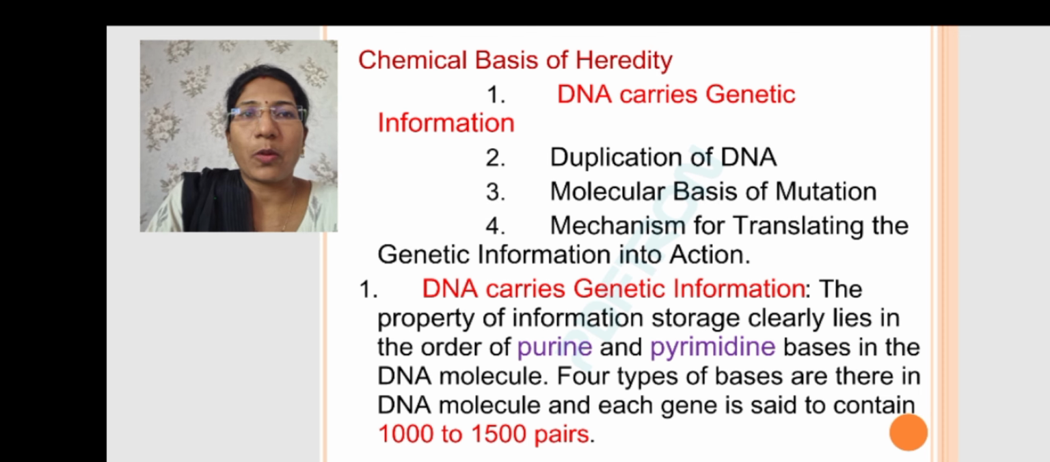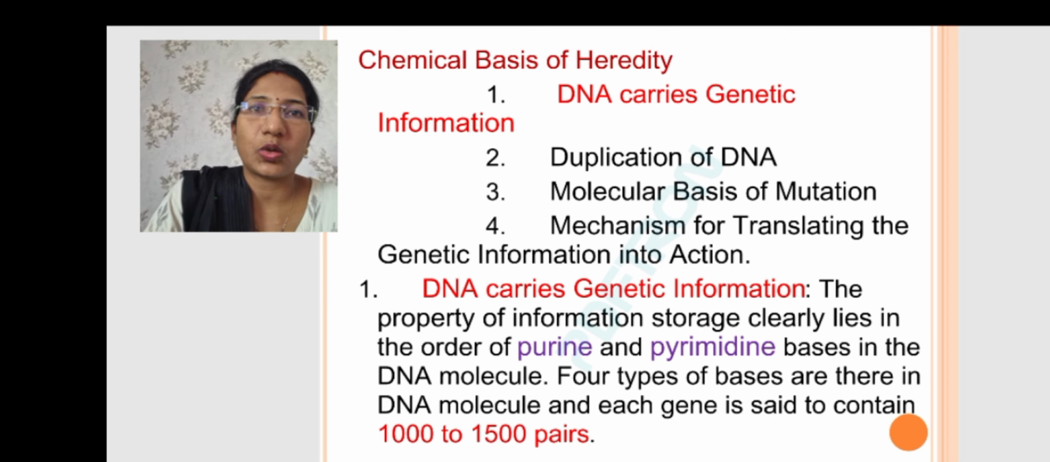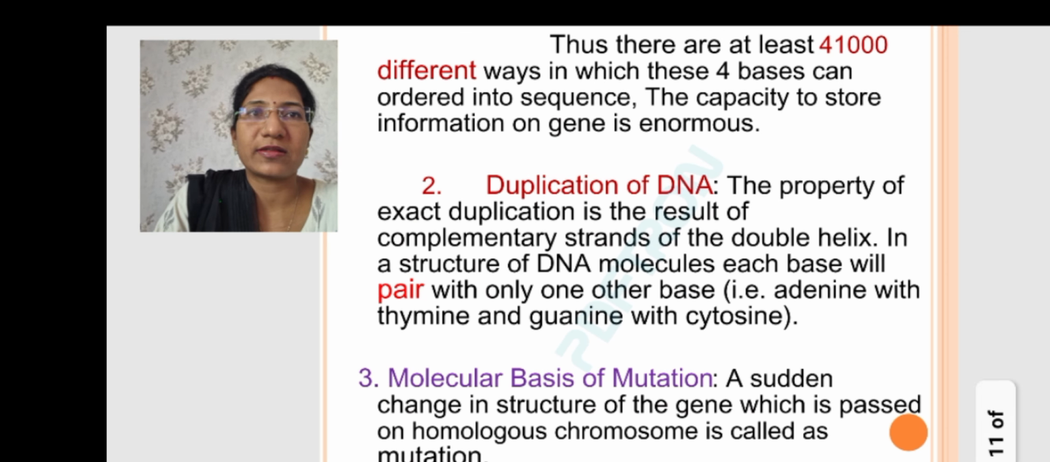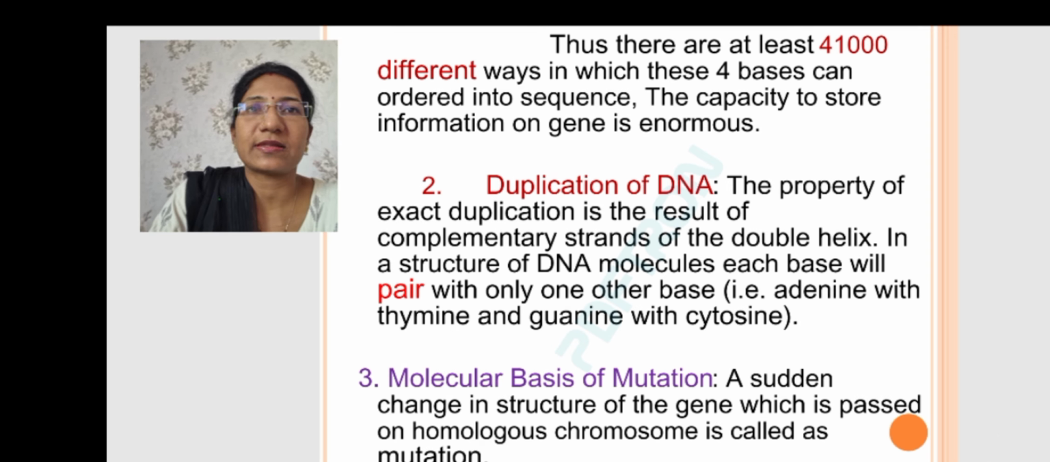In that, the property of information that can be stored clearly lies in the order of purine and pyrimidine bases in the DNA molecule. 4 types of bases are there in the DNA molecule, and each gene is said to contain 1000 to 1500 different pairs. Thus, there are at least 4^1000 different ways in which these 4 bases can be ordered into sequence. The capacity to store information on a gene is enormous.